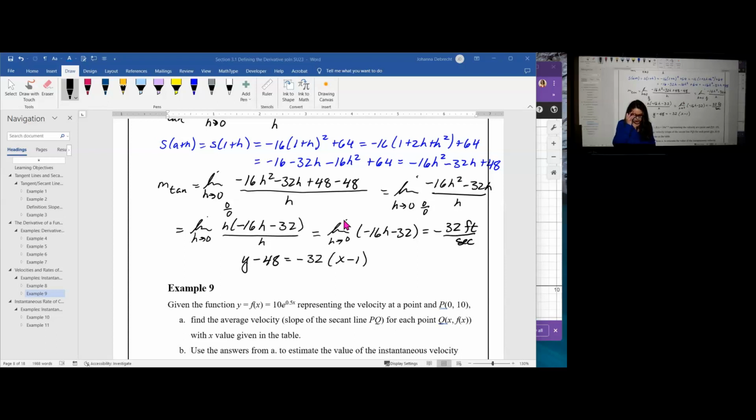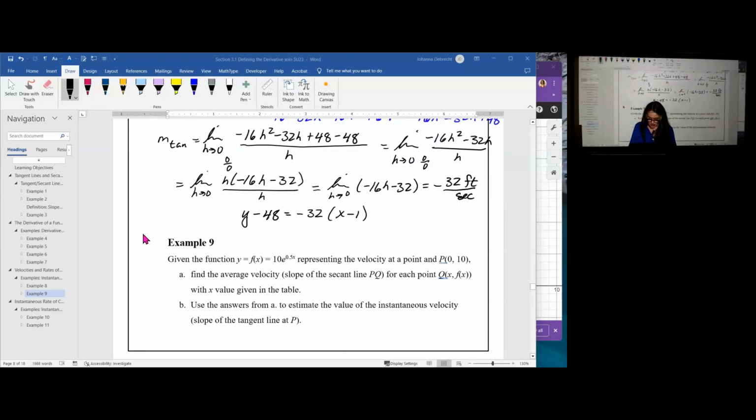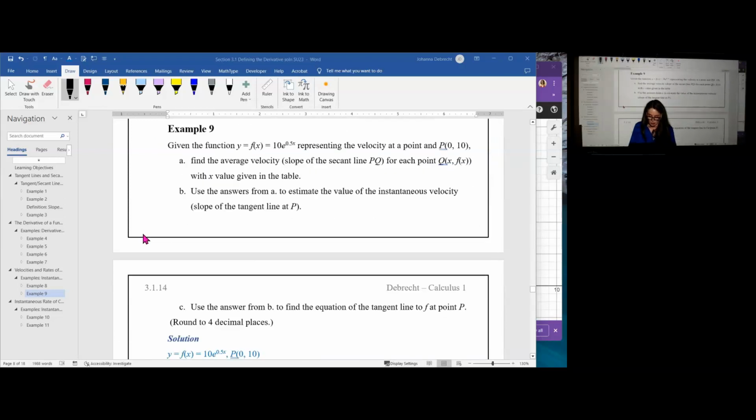Let's now turn our attention to a more difficult example where we want to use a table to estimate the velocity because we don't yet know how we would compute the difference quotient with an exponential. Our function is 10e to the 0.5x, and we want to find the velocity at a point compared to the point (0, 10). In other words, we really want to know what the instantaneous velocity is at (0, 10), and we're going to use points close by in order to compute it.